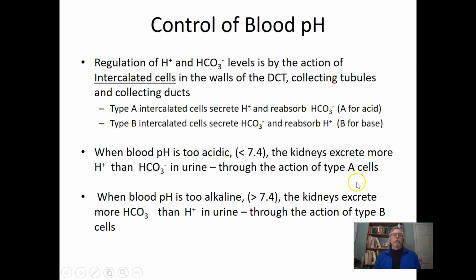Good way to remember these cells and what they do. Type A cells secrete protons, acid, A for acid. Type B cells secrete bicarbonate ions, base, B for base. Okay, so the blood pH will be adjusted by secreting one or the other of these, getting rid of it from the bloodstream, and bringing the value of the blood pH back to the target value of pH 7.4.